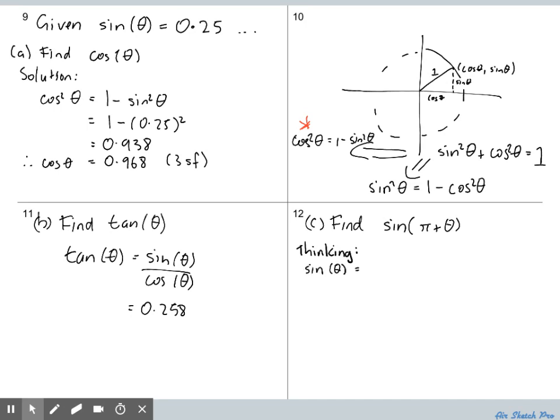Sine theta equals 0.25. Therefore, theta is in quadrant 1 or quadrant 2. Is that okay? So that means that theta is here, or here.